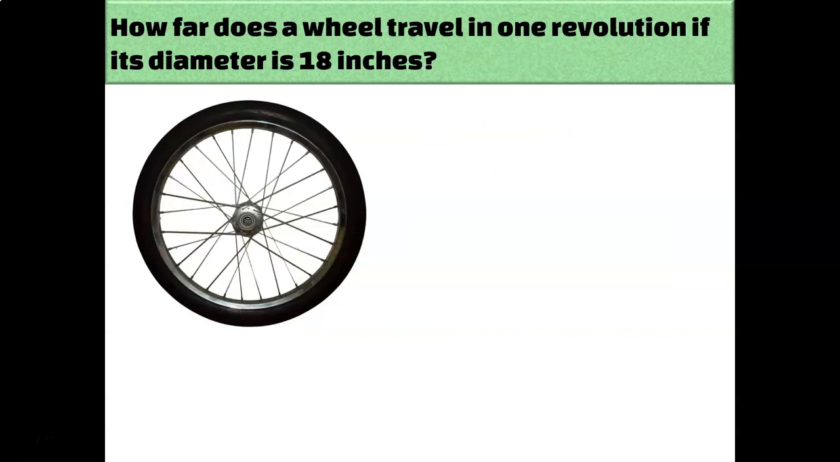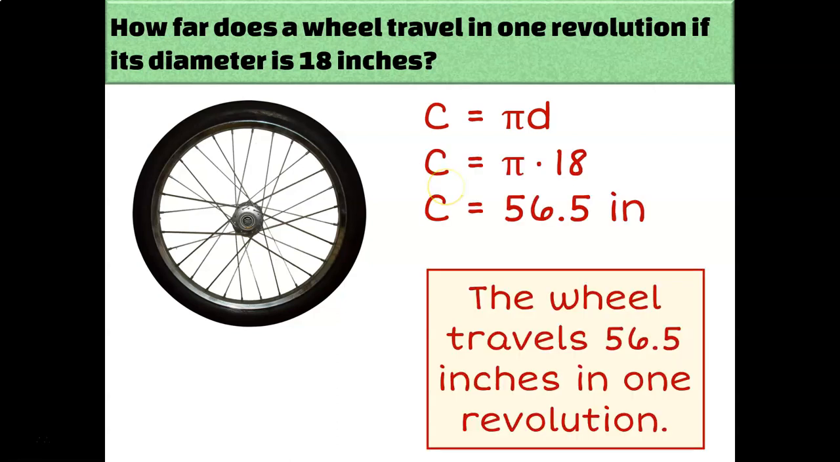Since the circumference is really just the distance around the circle, we can use it to calculate how far a wheel travels. If a wheel rolls 1 revolution, then it traveled the length of its circumference. And I can figure out the length of its circumference using circumference equals pi times the diameter. So each revolution of this wheel is equal to about 56.5 inches.